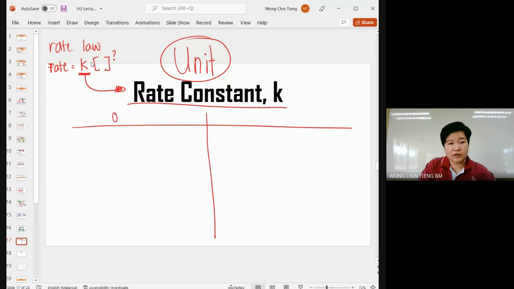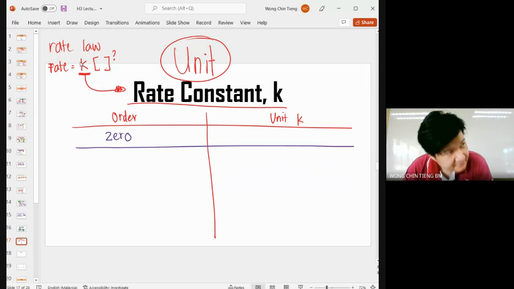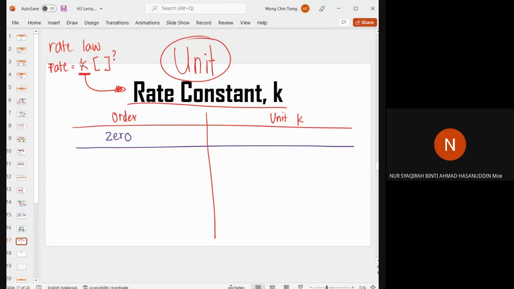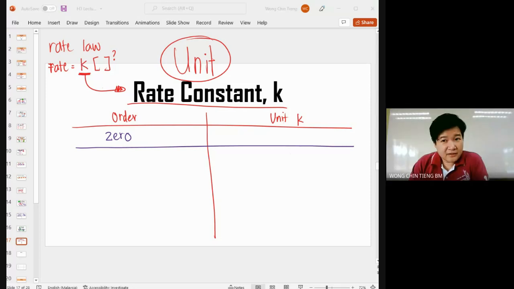Kalau dia adalah order dan juga unit rate constant K, kalau dia adalah zero order, anybody, can you give me the unit K? Tak ada siapa? M per time. Sorry? Tak dengar. M per time, M time negative 1. Thank you. Kenapa M time negative 1?